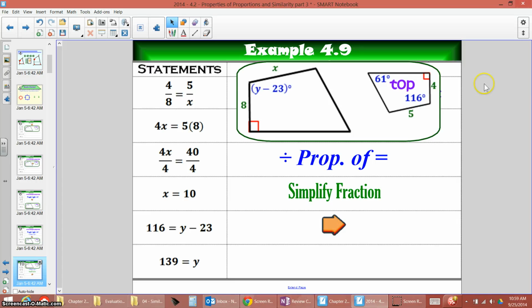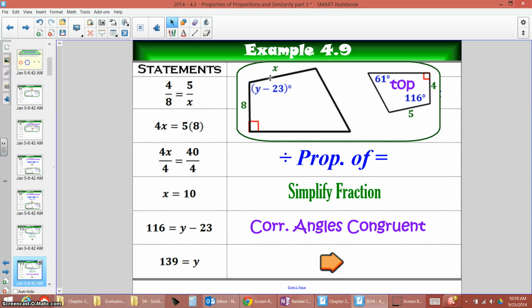Now we talked about similar polygons have proportional sides, but they have equal angles. So 116 is the angle here, and it's equal to y minus 23, which is the angle here. So we set them equal to each other because corresponding angles of similar polygons are congruent. And then we add both sides, and we get our answer. Sorry, I went a little quick on that one. The addition property of equality allows us to say that they're equal to each other.